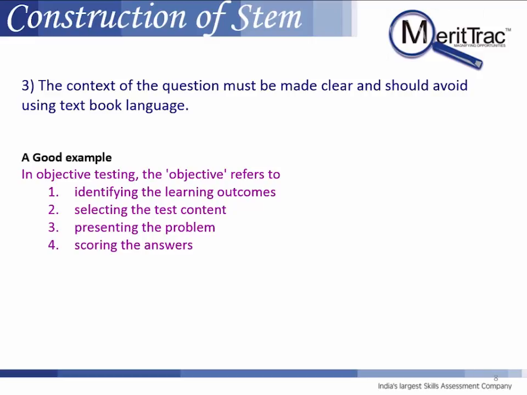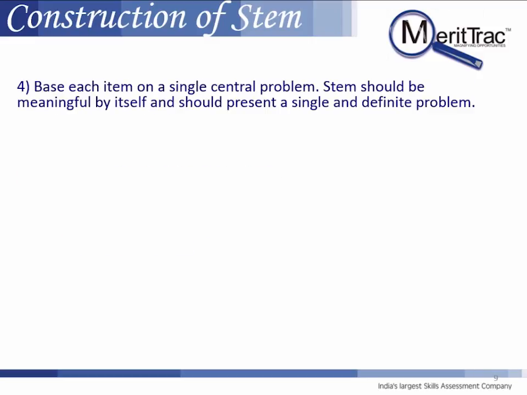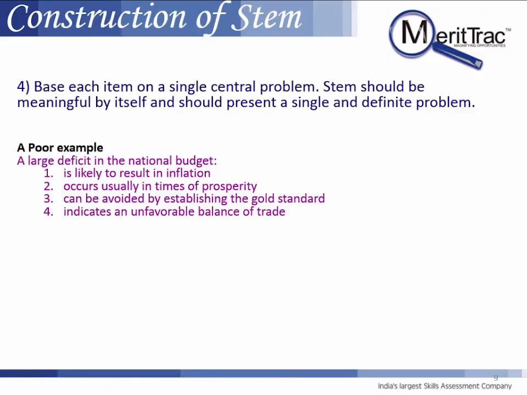Here we have given one example. In objective testing, the objective refers to. Now, if you read the 4 options, all the 4 are objective in nature, but the moment you say in objective testing, then there is only one which would be right here, and that is the beauty of elaborating or providing the context to each and every item. I suggest, whenever you are designing an item, you try to give the context to each and every item you design. We'll come to the next slide.